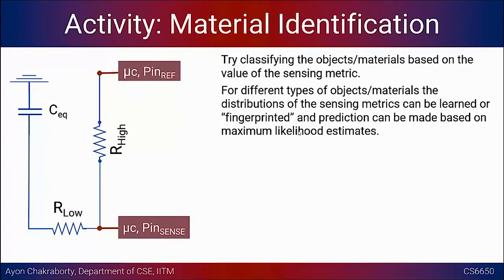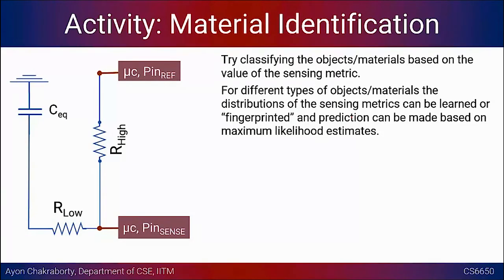We can do this small exercise of trying to classify the objects or the materials based on the value of your sensing metric. As you understand, there will be a certain variation of this value based on the object or material, and you could use that for fingerprinting. You can use that as labeled data for the different materials and create a distribution of it. So for different types of objects and materials, the distribution of the sensing metrics can be learned or fingerprinted, and the prediction can be made based on maximum likelihood estimates.